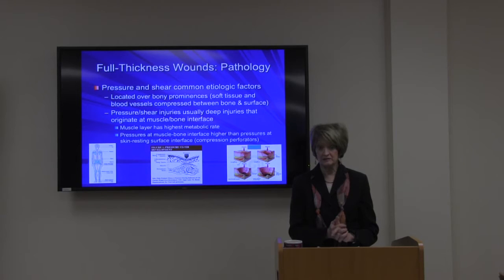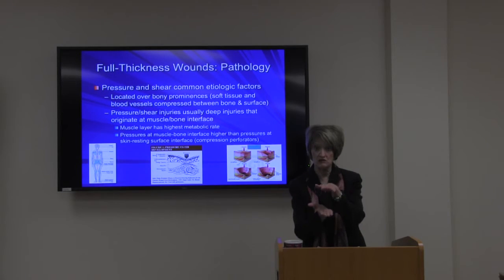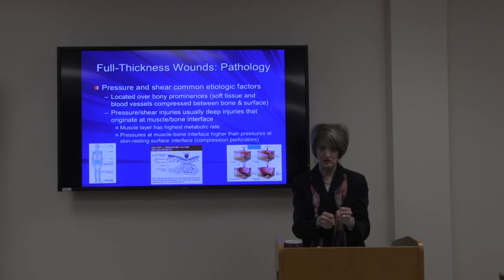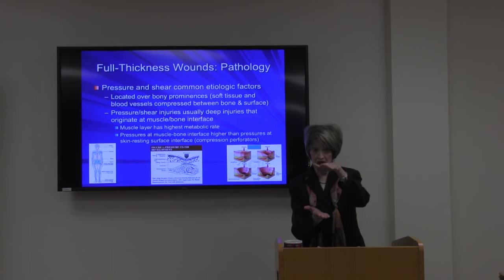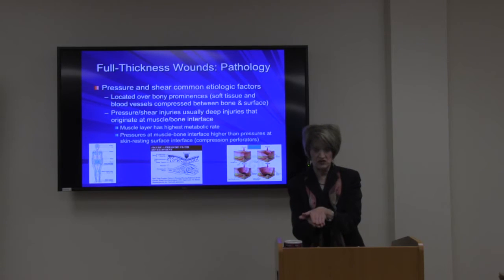Now, why is it that pressure and shear injuries cause full thickness tissue loss that typically originates in the deep tissue? Well, first of all, you have to think about the fact that you have compression of all soft tissues. So you have a patient in bed, you have a patient in the chair. Think what's happening. All the tissue layers are being compressed between the bone and the chair cushion or the mattress on the bed. Skin, epidermis, dermis, subcu, muscle, all layers compressed. So you're going to get reduced blood flow to all tissue layers at once.